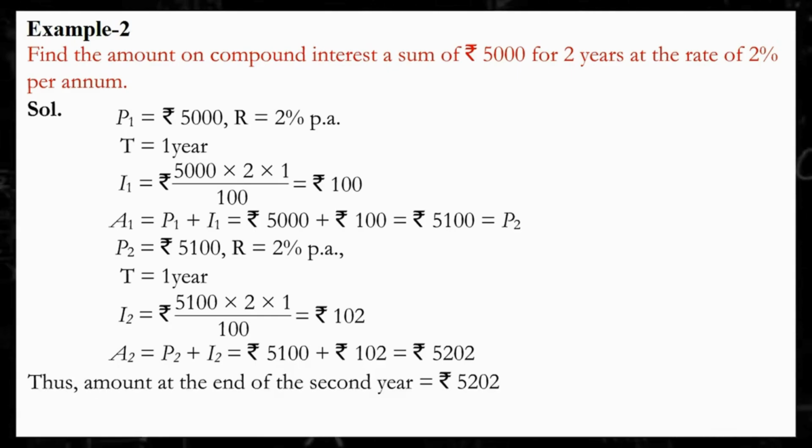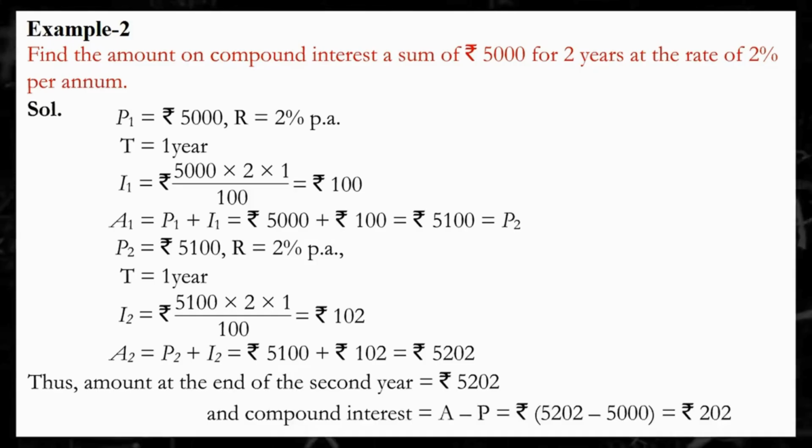Thus, the amount at the end of the second year is equal to rupees 5,202 and compound interest is equal to A minus P, which is equal to rupees 5,202 minus rupees 5,000, which is equal to rupees 202.